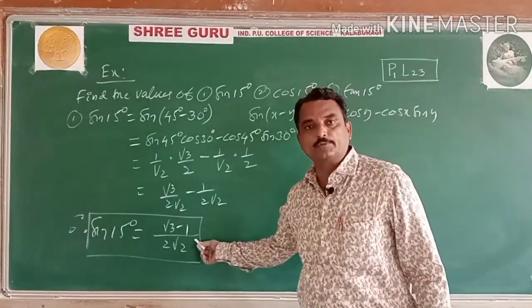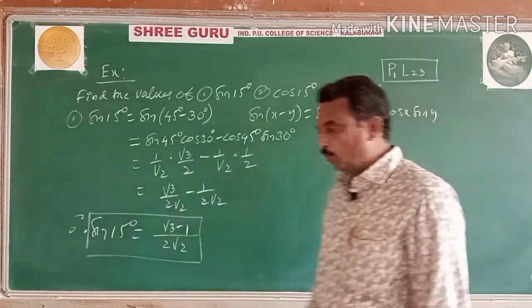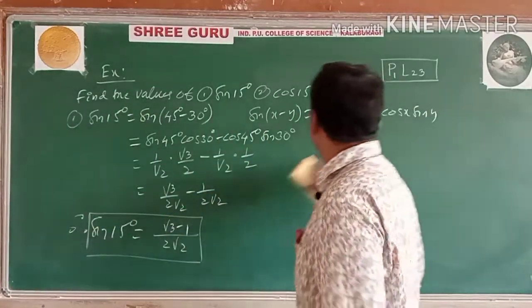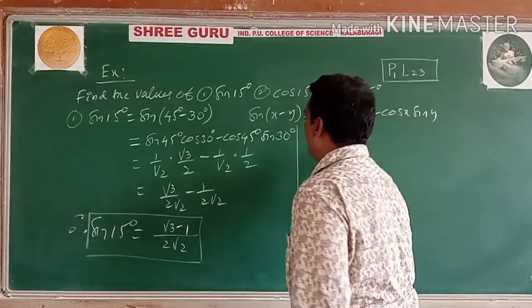Remember the values, friends. Sin 15 is equal to how much here? Root 3 minus 1 divided by 2 root 2. This is the sin 15 degree value. Next. Now let us come to the cos 15.